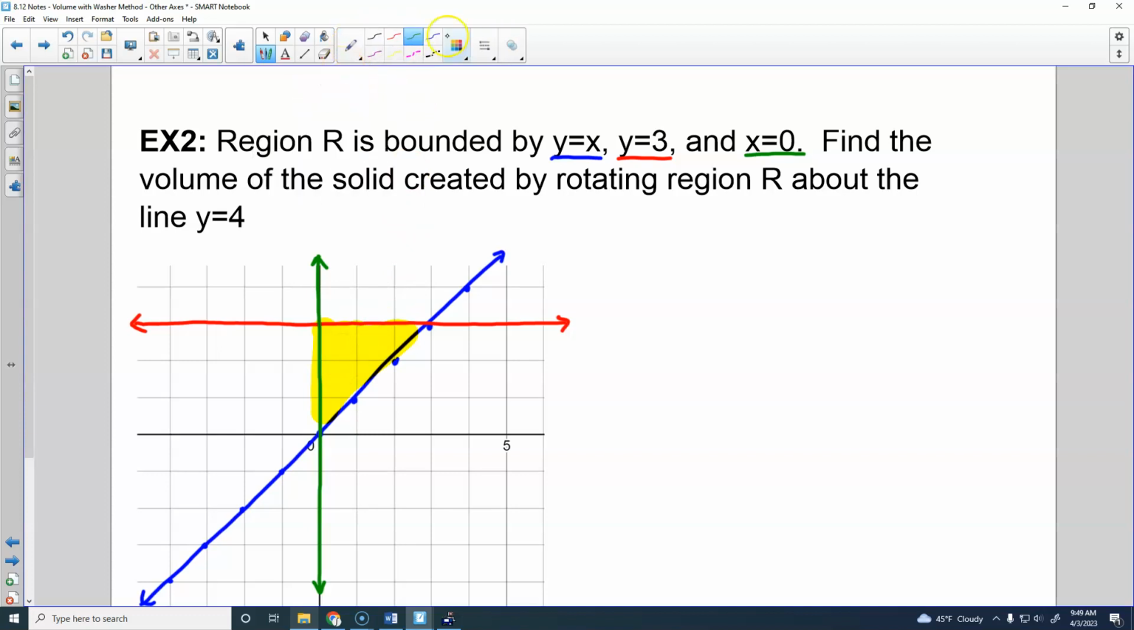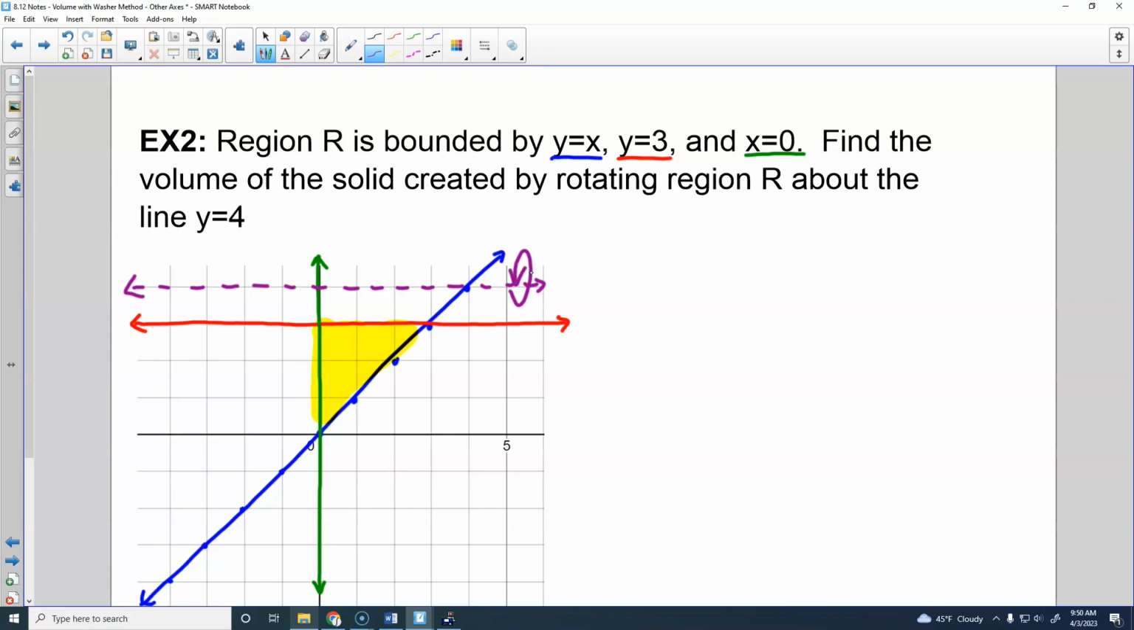And we are rotating around the line y equals 4. So this line right here is not a boundary. This is our line that we're rotating around. Okay? The graph is going to be really important for this because you're going to have to use that to think about outside radius and inside radius.